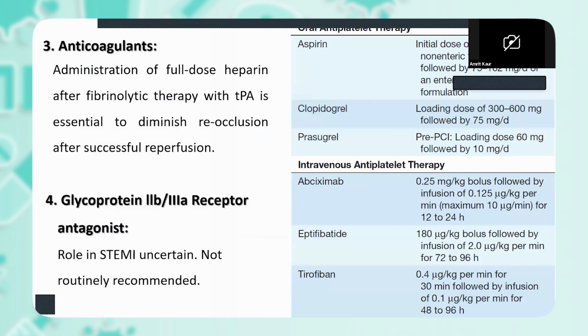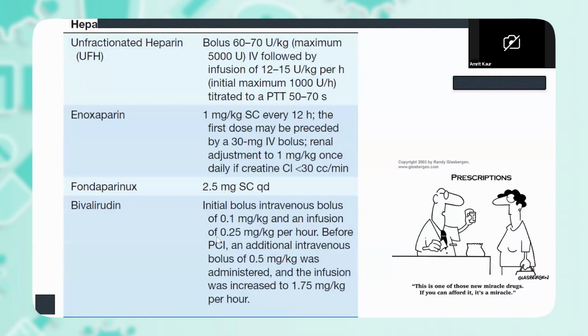Then you have your antithrombin agents, your GP2B3A receptors. Their role is uncertain. They do not ask about details or the doses of these agents, but worthwhile remembering the name of them just to know that these are the antithrombin agents. I remember them as T for tirofiban, E for eptifibatide, and A for abciximab. So these are our antithrombin agents.